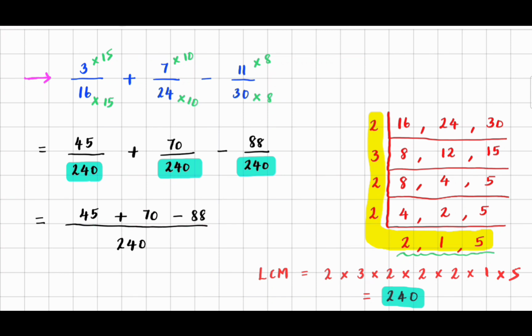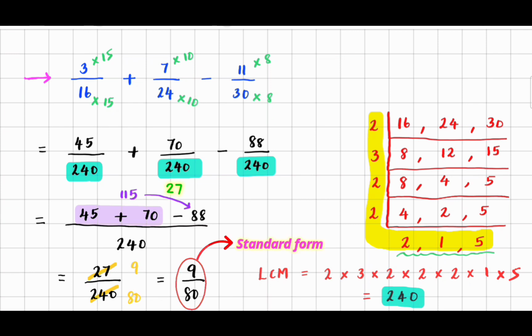Now calculate the first two numbers, 45 plus 70, which is 115. And that 115 minus 88 equals 27. Hence, we get 27 over 240. And if we cancel the numerator 27 and the denominator 240 by the common factor 3, we get 9 over 80. This is in the standard form. In other words, we can't simplify it further. So this is our final answer.